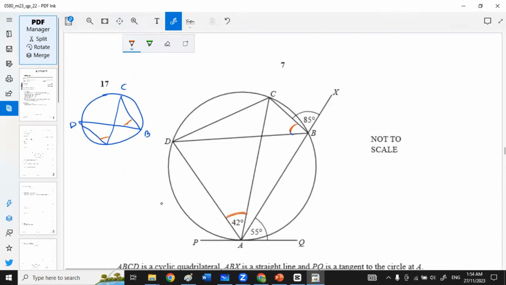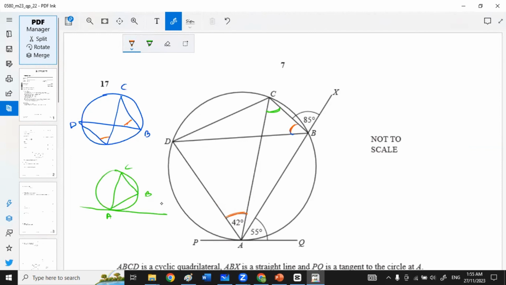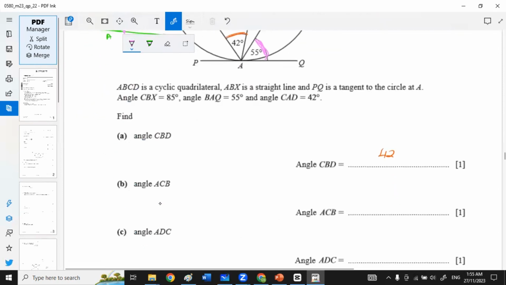Angle ACB. ACB is here. So we take out ACB, you want to find this angle, and we have the tangent, another line. So this is the alternate segment theorem. We have a tangent and a triangle inside a circle. This angle should equal to this. Therefore, 55 here should equal to here. The answer will be 55.